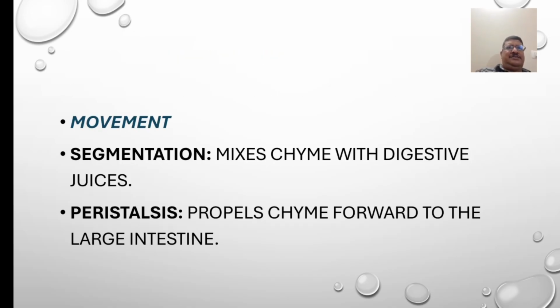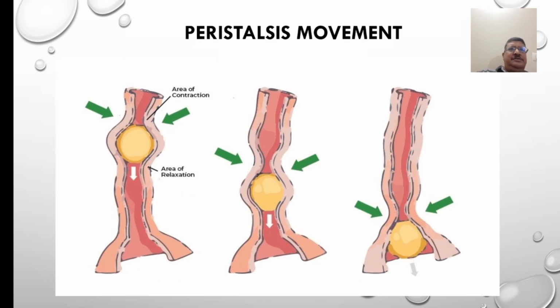Movement: segmentation mixes chyme with digestive juice. Peristalsis propels chyme forward to the large intestine. So this is the peristaltic movement. These are all the peristaltic movement.